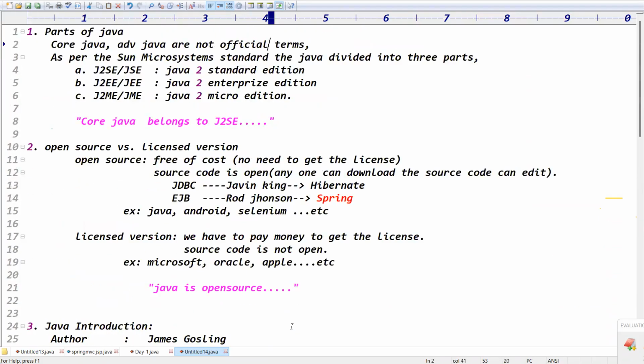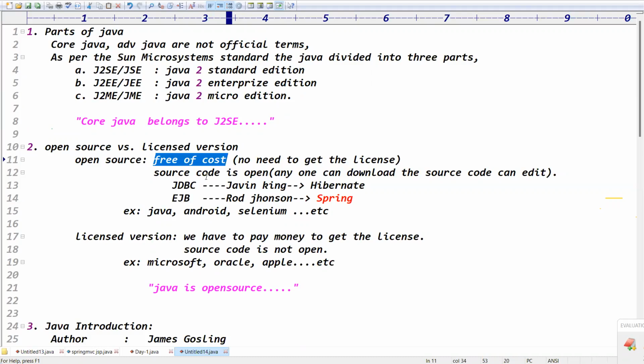Exactly. Sir, how many parts of Java? We have to know that core Java and advanced Java are not official terms. Core Java, advanced Java is what? Not official terms. As per the Sun Microsystems standards, Java is divided into how many parts? 3 parts, right? JSE, JEE, JME. Here, core Java belongs to which part? JSE, right? The core Java belongs to the JSE part.